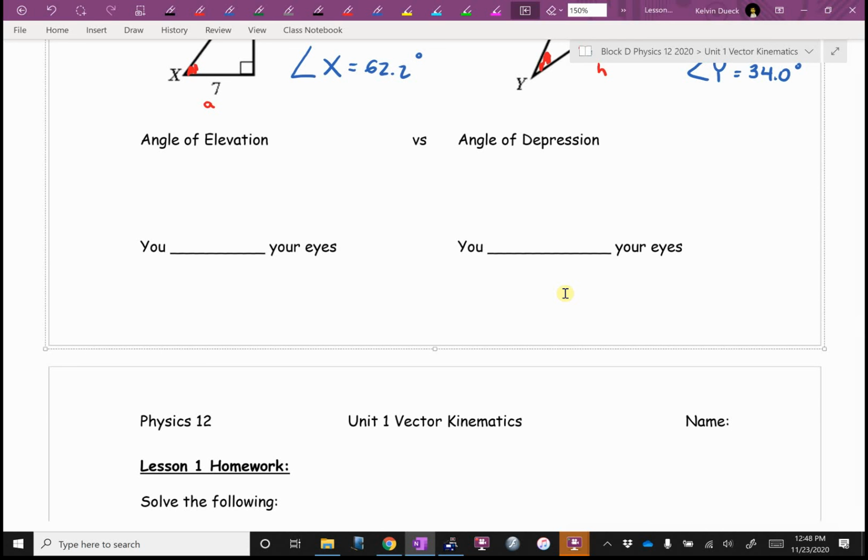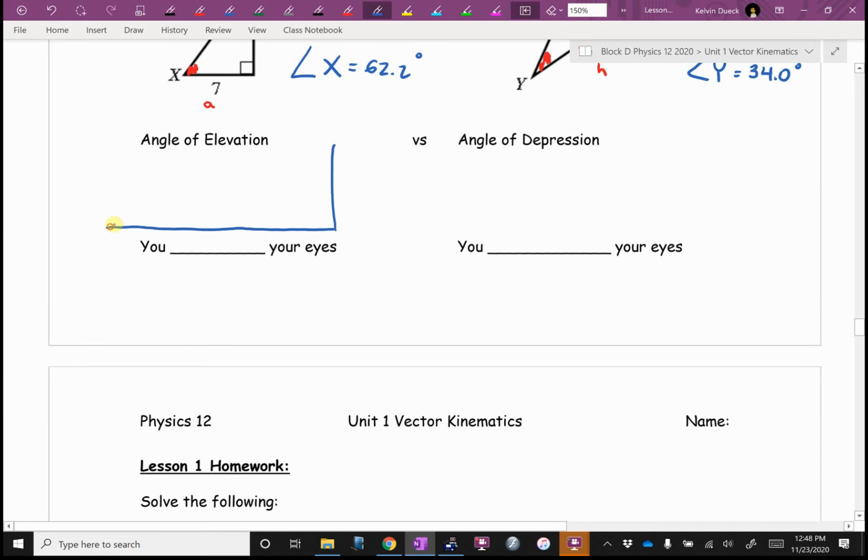The first one kids are good with. Angle of elevation, that's the angle of elevation from the ground up. Or what we say is you raise your eyes. If you imagine yourself standing in the picture, and to see the angle you have to lift your eyes up to go through the angle, that's an angle of elevation.